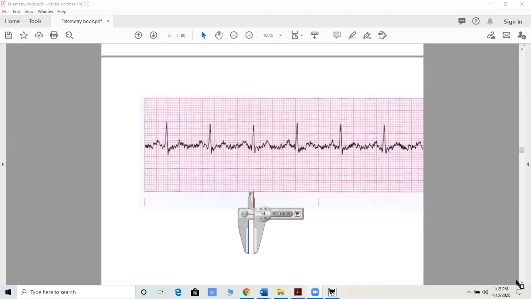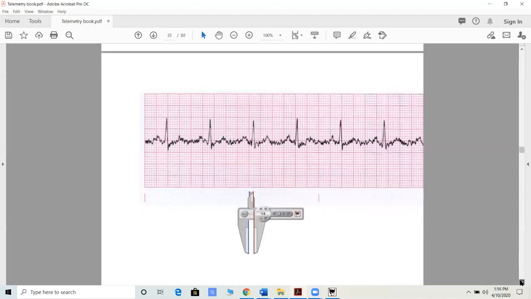So let's continue to the next one. Does anyone have any questions on atrial flutter? All right, and what I was doing, again, with the 250, I was counting about six little waveforms here. Okay, so let's go ahead and go to the next one.